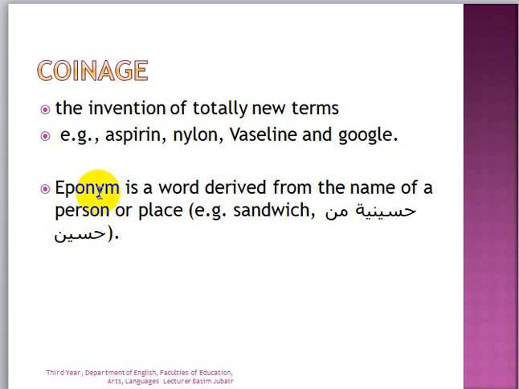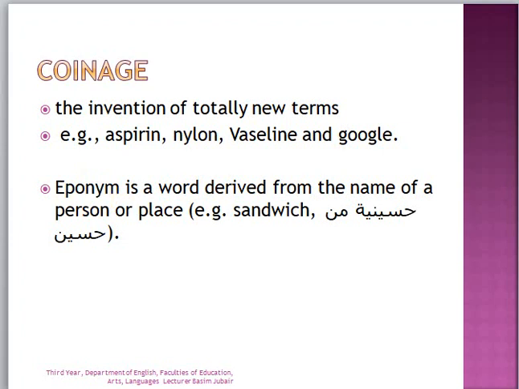Now, how are they produced? They are based on the name of a person or place. For example, we say Hussein from Husseiniya, Abbasiyya from Abbas, and so on and so forth. This is in Arabic. In English, sandwich, and so many other words.